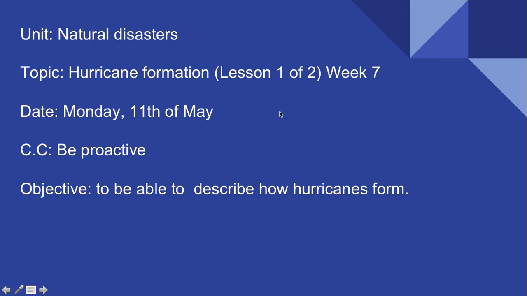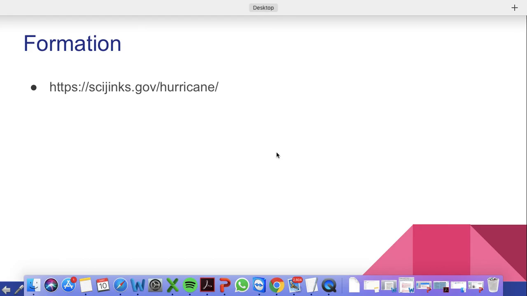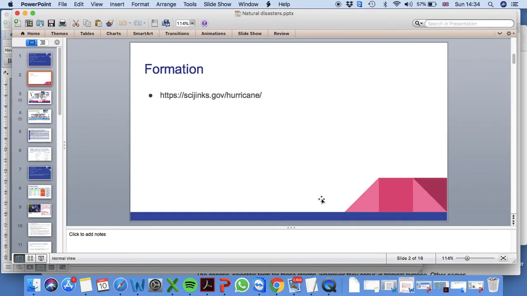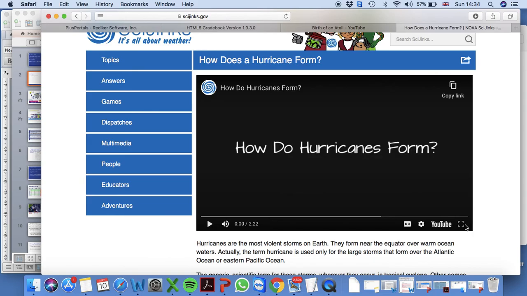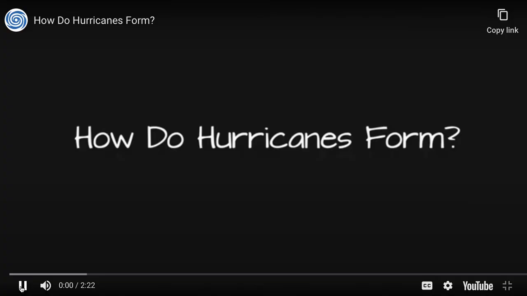Now, last lesson we did the characteristics that were needed for a hurricane to form, such as the warm water, 27 degrees Celsius or more, and the winds, making sure there's low wind shear, etc. And we're going to look at the formation. So the first thing we'll do is watch this simple video that goes over a little bit of what we did last lesson, and it's going to set us up for today. Let's go through this and I'll talk through it.